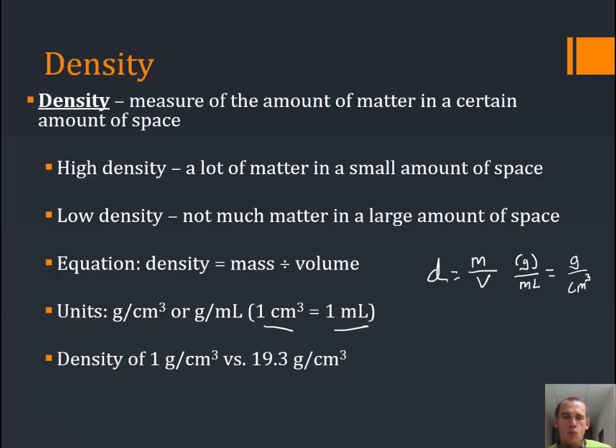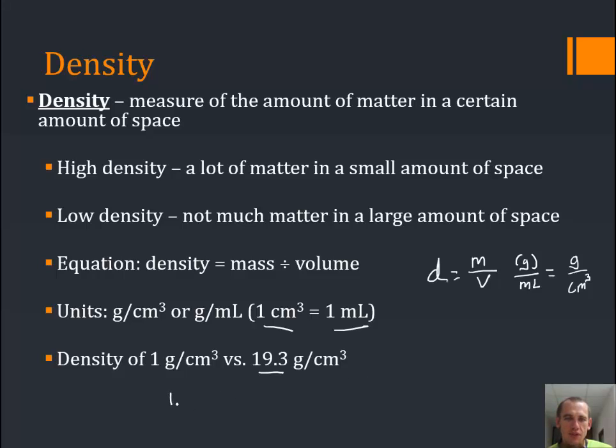Water has a density of 1 gram per cubic centimeter. So if we had 1 cubic centimeter of it, it'd have a mass of 1 gram. If we had 10 cubic centimeters of it, it'd have a mass of 10 grams. Gold, on the other hand, has a density of 19.3 grams per cubic centimeter.